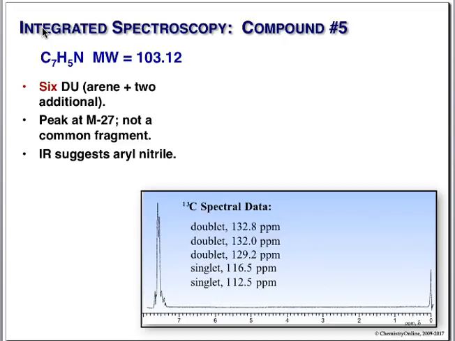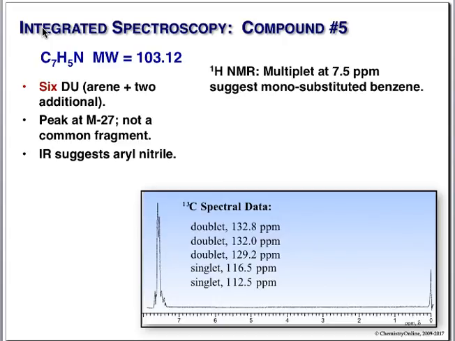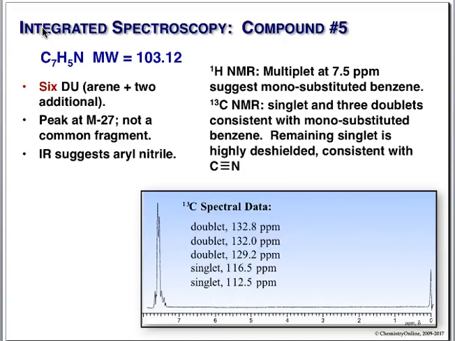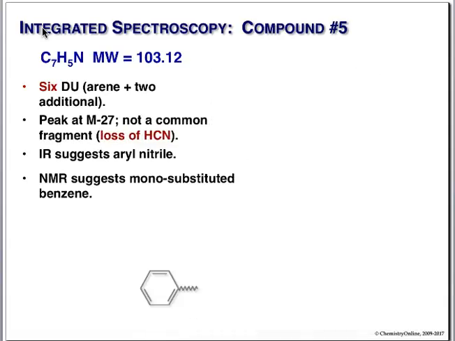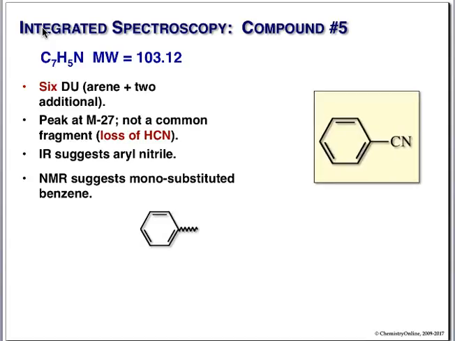That could be our nitrile carbon. Makes sense. Monosub-benzene, consistent with a nitrile carbon. Again, putting them together, a benzene ring, we have a nitrile, only one place to put it. Benzonitrile.